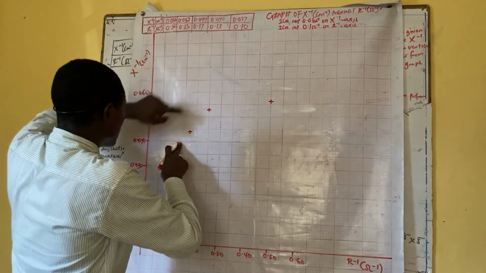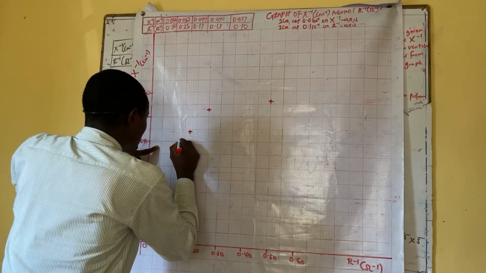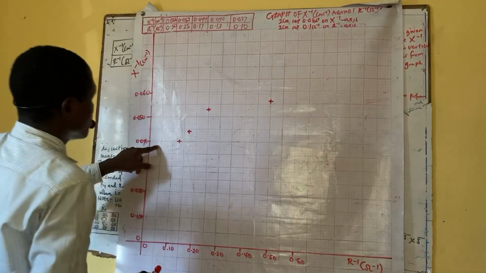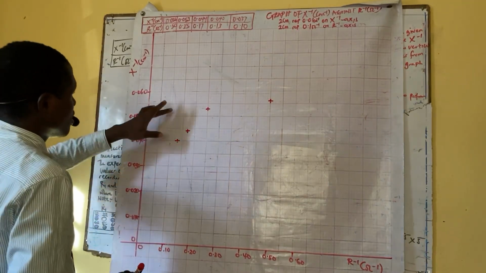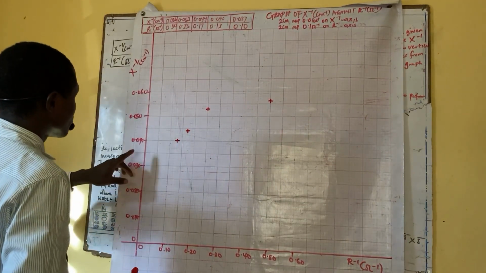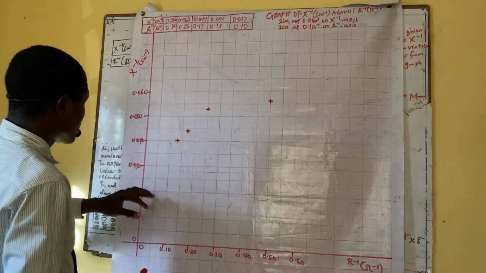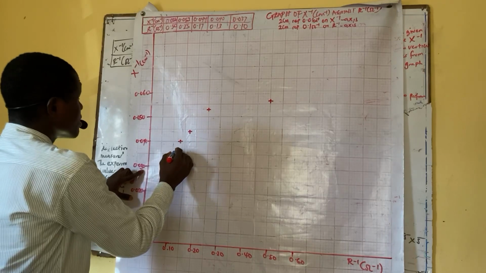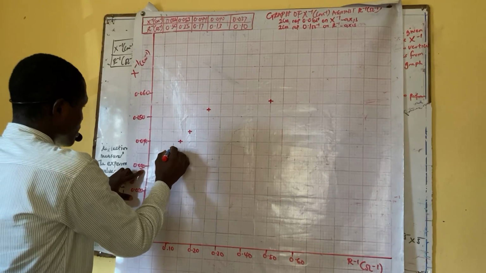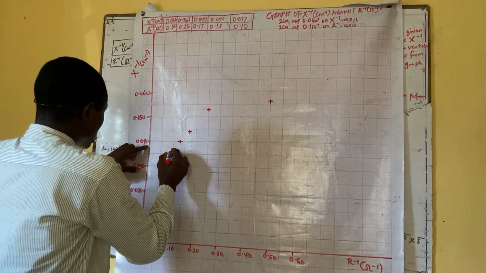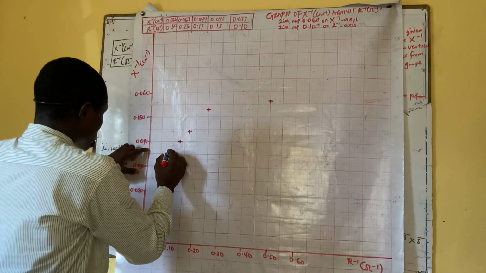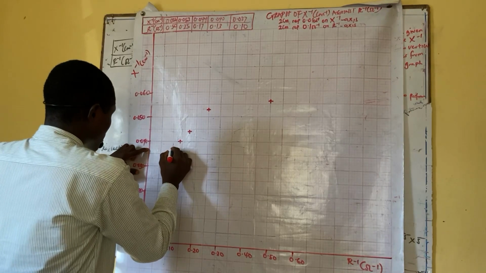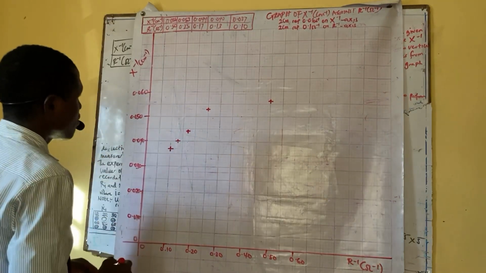0.040 against 13. So 0.040 is here, 13 is here. You can see our words. And the last one is 0.037. 0.037 against 1. So this is 1 here. So that's that about our point.